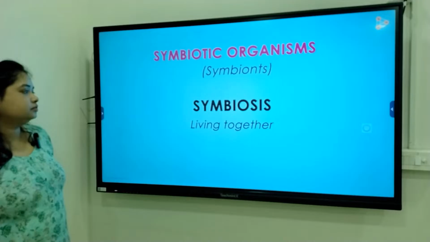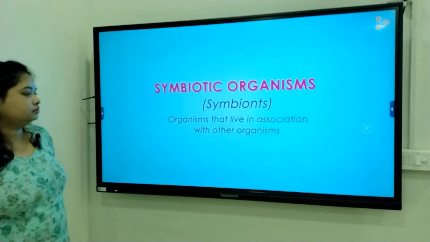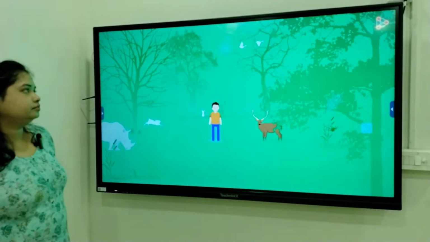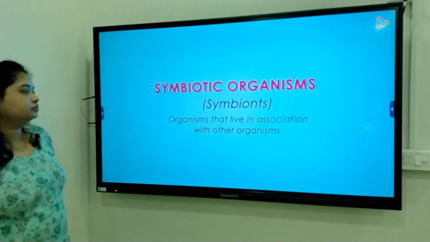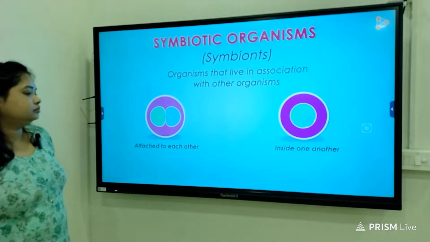So now can you guess what could be symbionts? Yes, these are organisms that live in association with other organisms. Now you may say that all the organisms live together in an ecosystem. We know this, right? But that is not the actual explanation. In the case of symbiosis, two organisms live attached to or inside one another's body. Yes, one organism is like a shelter for the other organism.